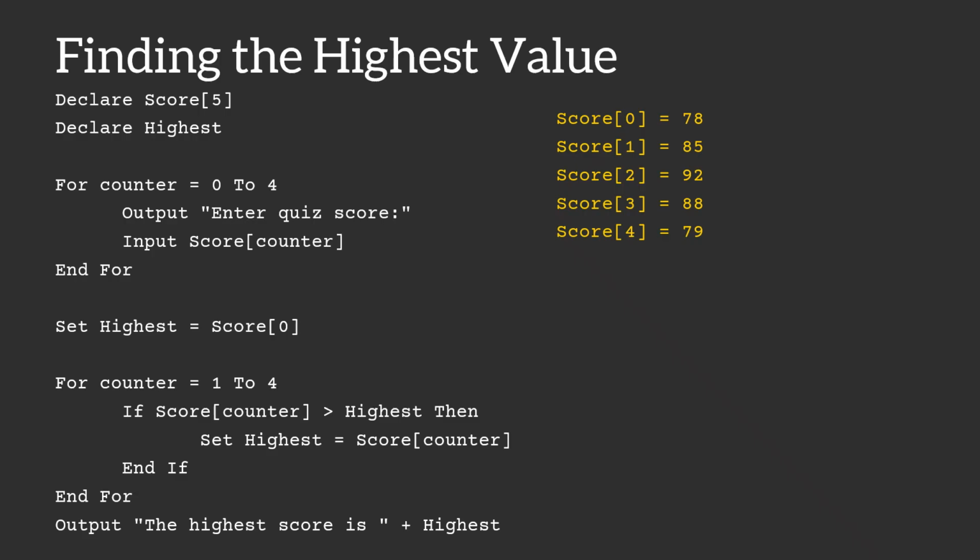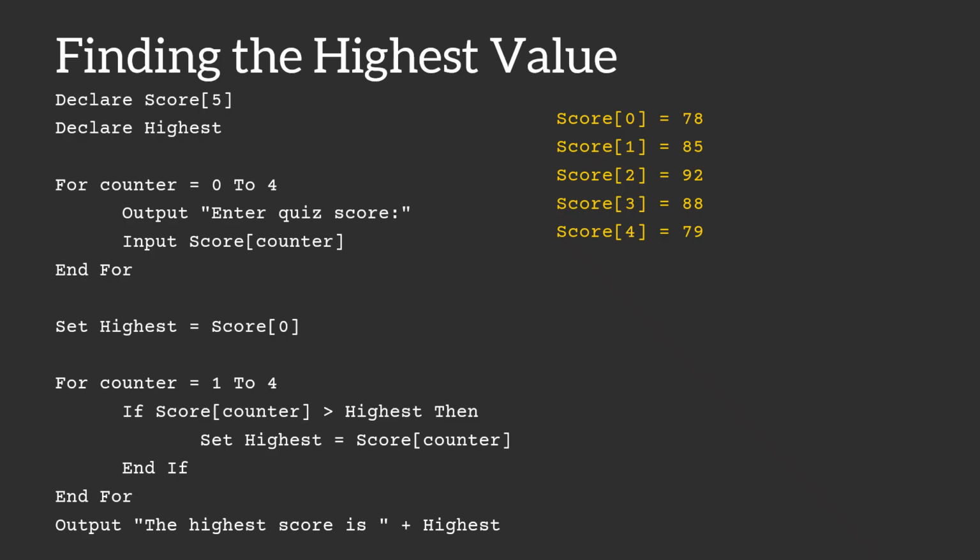Then we're going to loop again. Now we're looking at score index 2. And we're saying if score index 2 is greater than the highest, which is now 85, then we're going to set score index 2 as the highest. And yes, it is greater. So now the highest is set to 92. We go through the loop again. We did 1, 2.